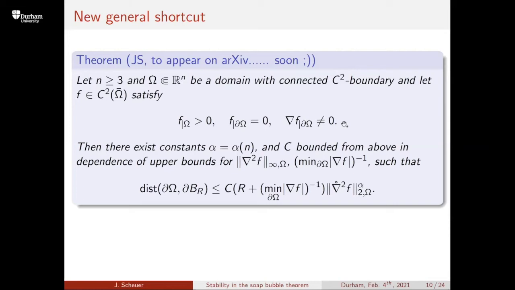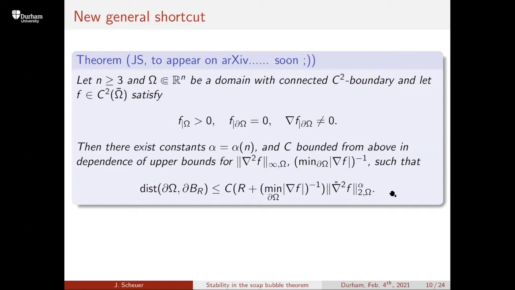All of this obviously fails if this gradient assumption is violated, because if your function, for example, is constant, then such an estimate is of course not possible, because your right-hand side is zero, but the boundary can be any domain, right? So you need this gradient non-vanishing condition. And for such functions, you actually get this estimate. We're not assuming that we have a PDE or anything, it's just a defining function.